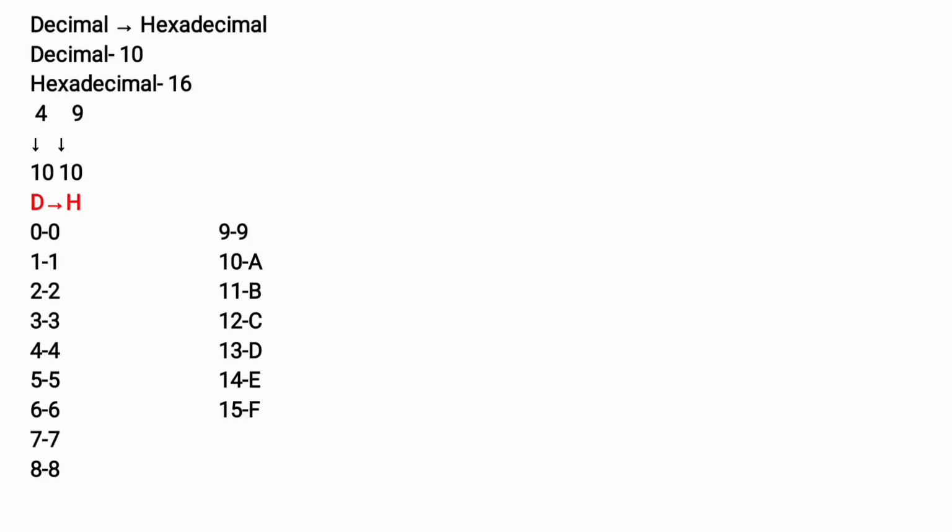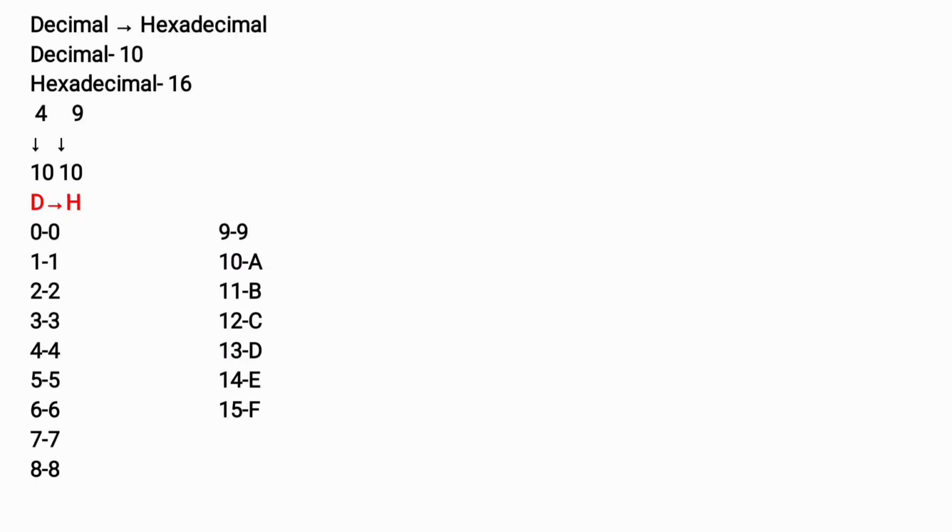Now, we need to know how the decimal system corresponds to the hexadecimal system. For the values below 10, they have the same value: 1 corresponds to 1, 2 corresponds to 2, 3 to 3, 6 corresponds to 6, 7 corresponds to 7, 8 corresponds to 8, and 9 corresponds to 9. But 10 in the decimal system does not correspond to 10.